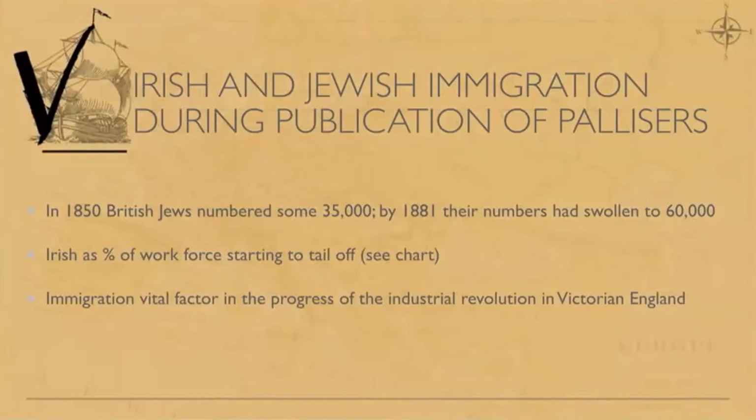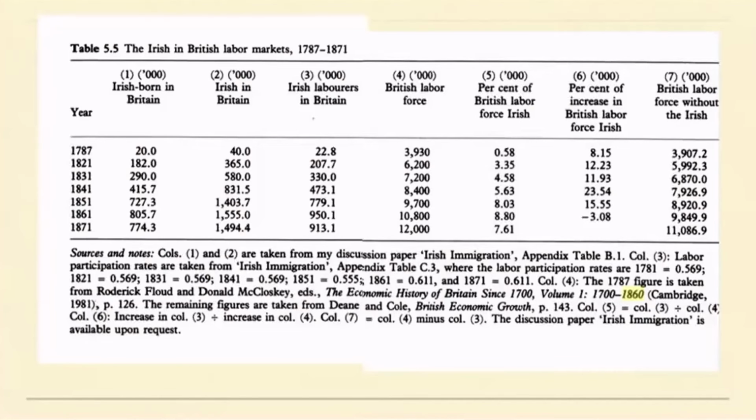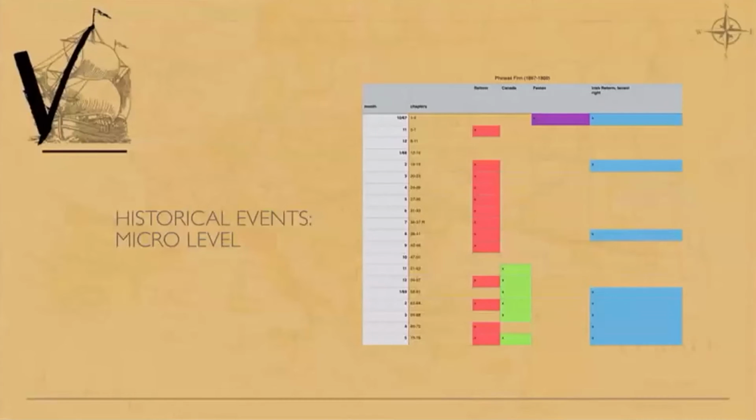In parallel, the Irish as a percentage of the workforce in Britain were starting to tail off. I'll chart on that in a minute. And without raising any contemporary parallels, immigration was a vital factor in the progress of the Industrial Revolution. But you can see there that the percentage of Irish in the British workforce is declining.